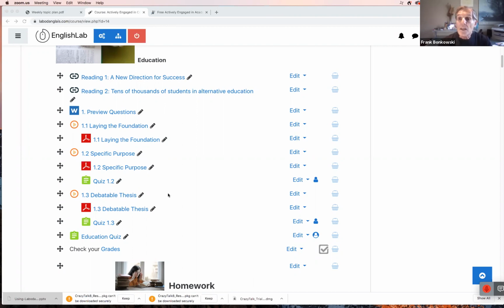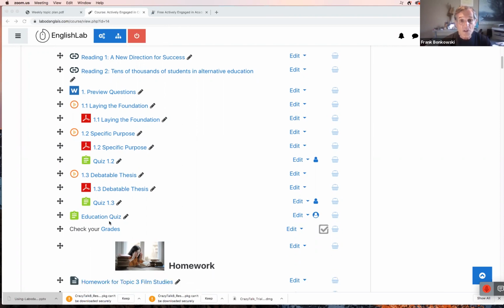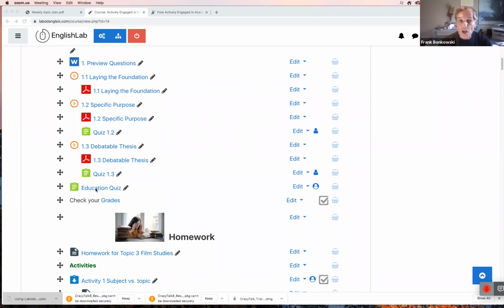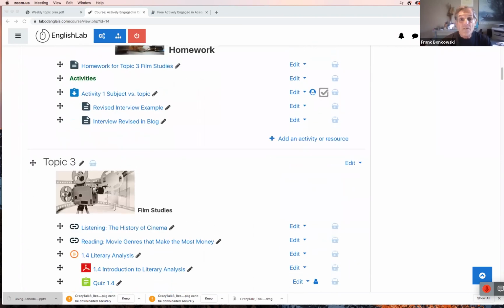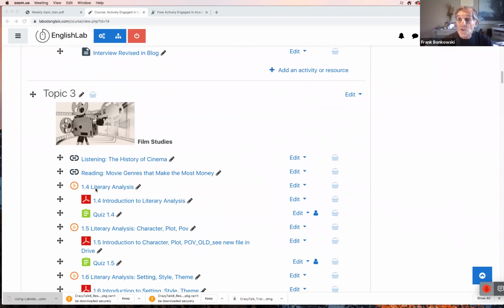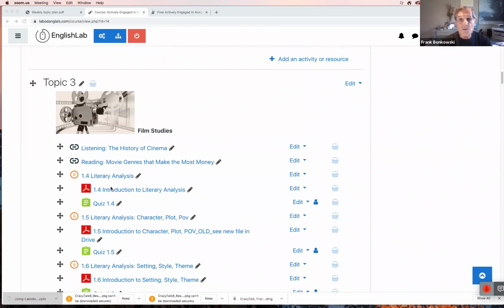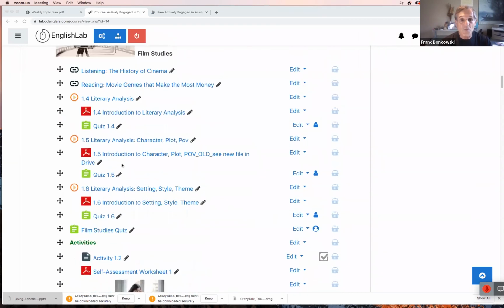And for each of the topics, there's also a little mini quiz, a formative quiz, as you can see here. And there's also a quiz on the topic of the week. So the second field-related subject is film studies. I love this week, film studies, where they can learn about movie genres, the history of cinema.